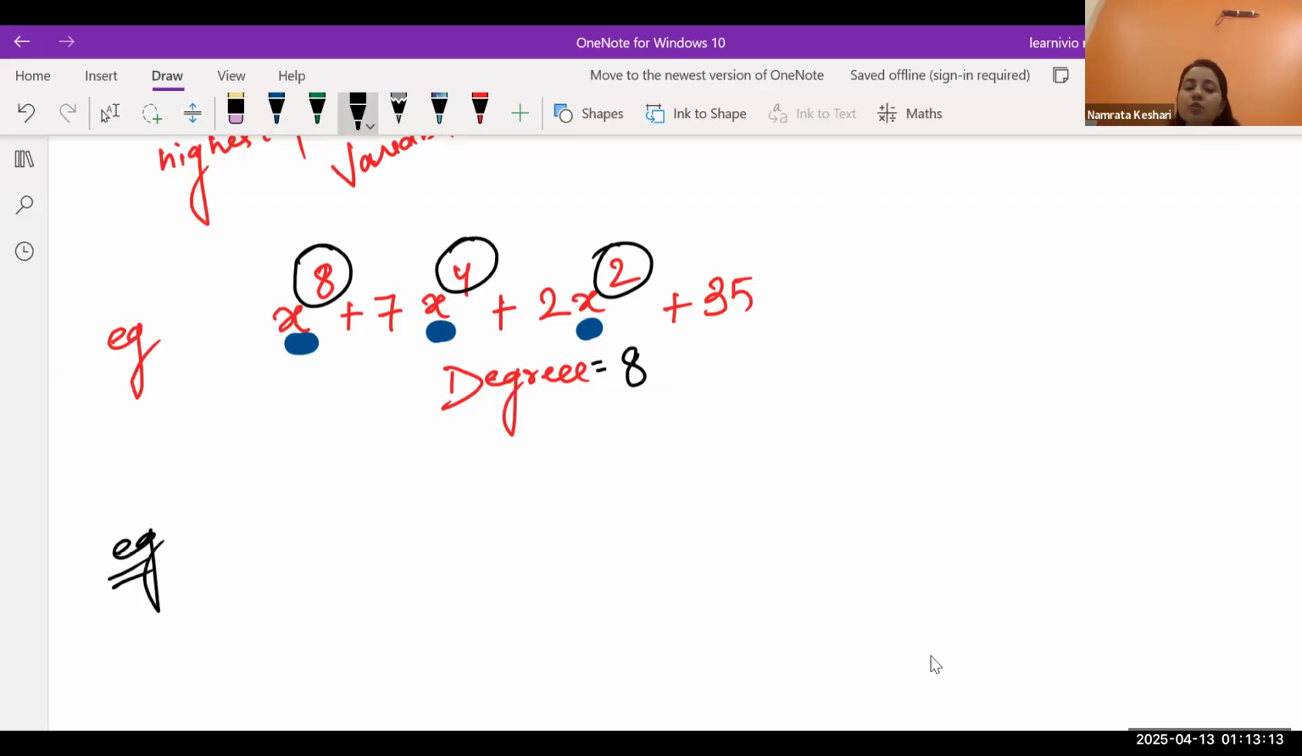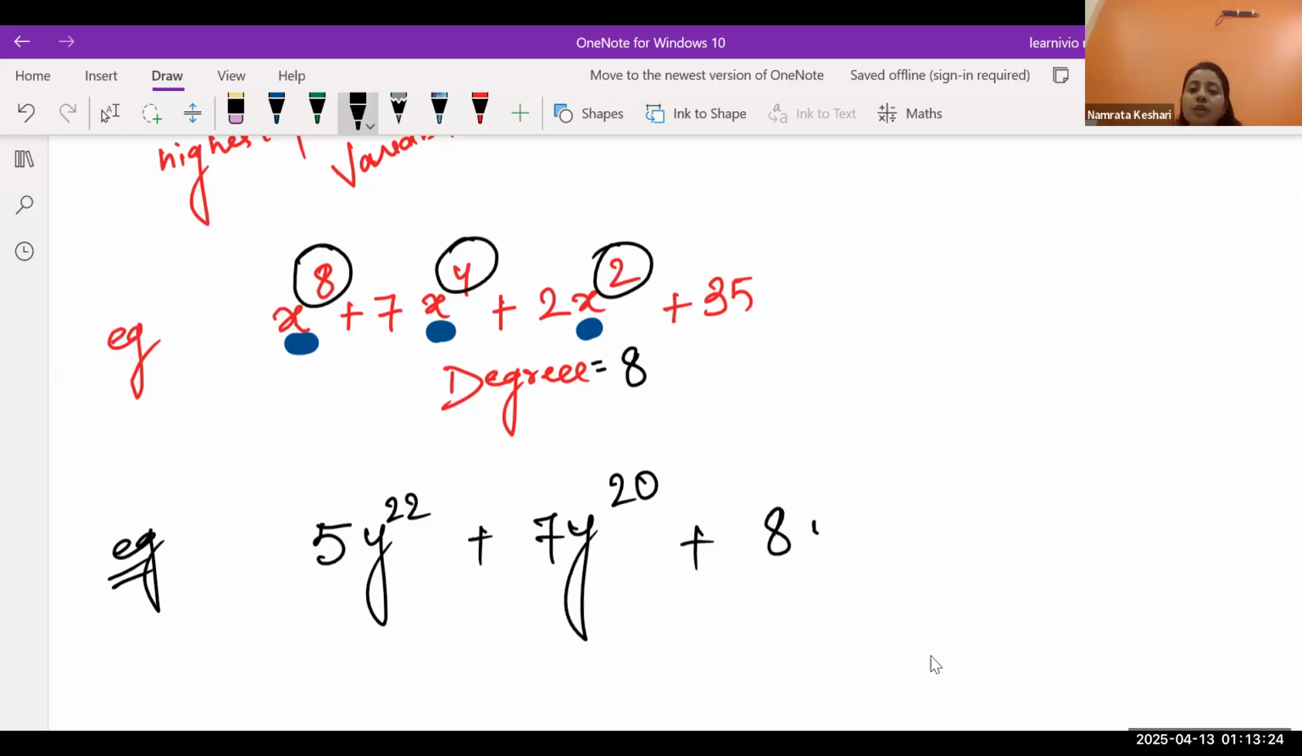So suppose I am giving you another example: 5y to the power 22 plus 7y to the power 20 plus 8y to the power 32 minus 25. Can you tell me what the degree is over here?